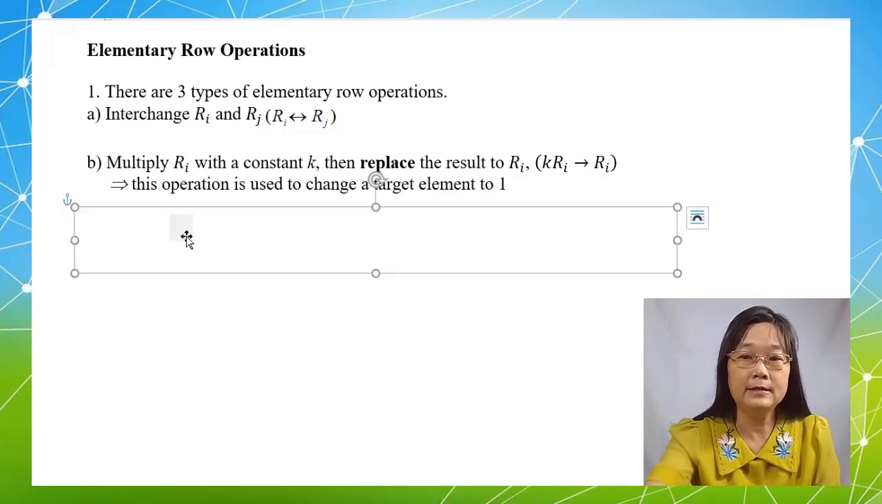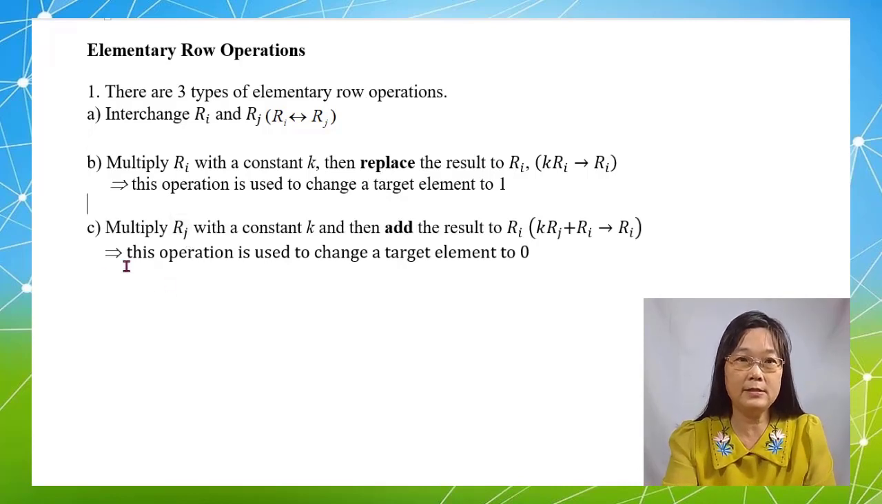Then the third type of operation is we can multiply any row j with a constant k, then we add the result to another row i, and the result replaces row i. So the notation can be written as this. And this type of operation is suitable to be used when we want to change any element to 0.